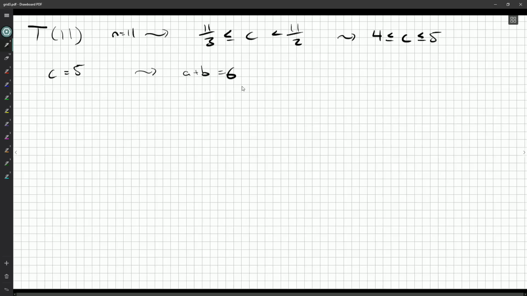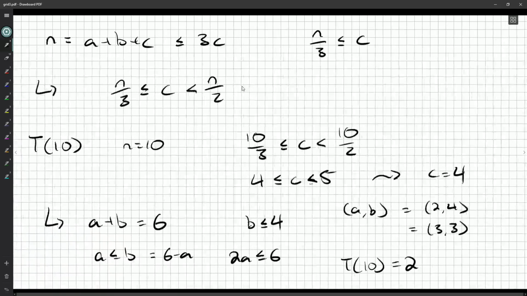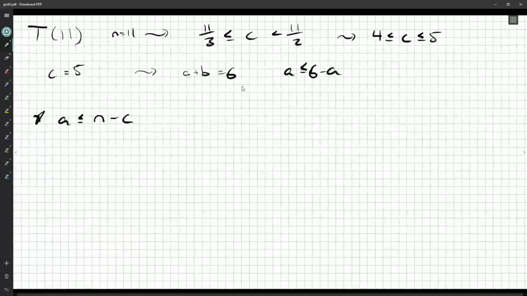And so A is less than or equal to 6 minus A again. So in general, just a little observation, A is less than or equal to N minus C. These are the possibilities, and I know A is always greater than or equal to 1, although we saw with 10, you can't actually get 1, so there might be a bit more to that.